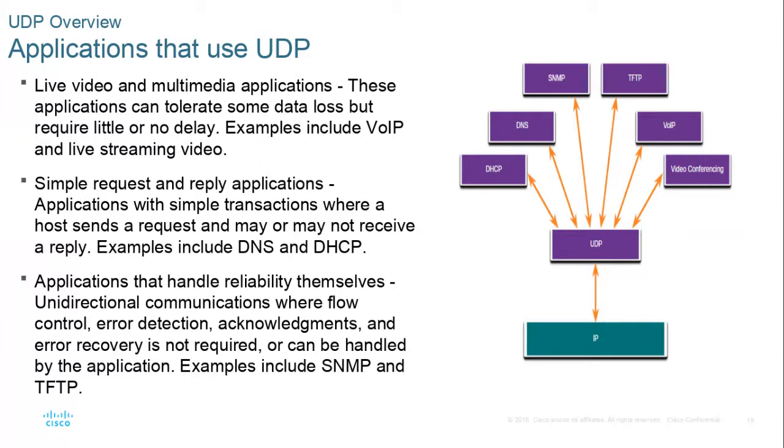Now there are some applications that handle their own reliability. For example, trivial file transfer protocol is commonly used. We'll see this in a course we take in the later part of the fall. We use TFTP commonly with network devices to load and save configuration files like the startup configuration file or the iOS file. So TFTP has its own error handling for this.